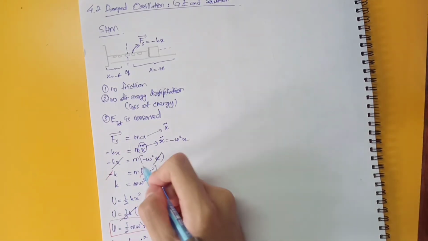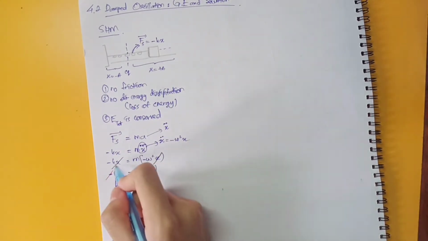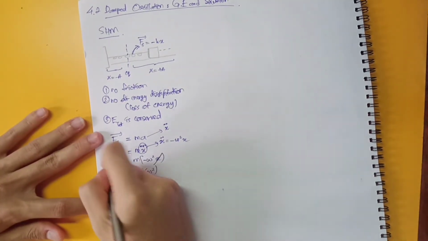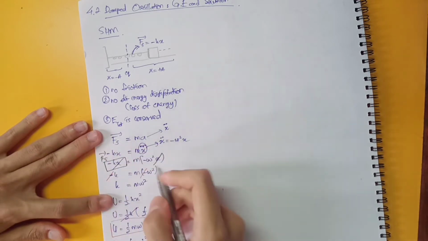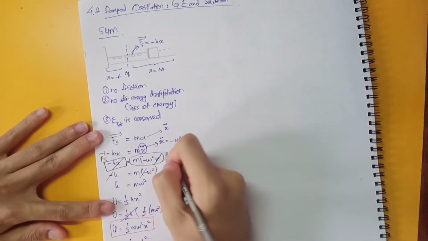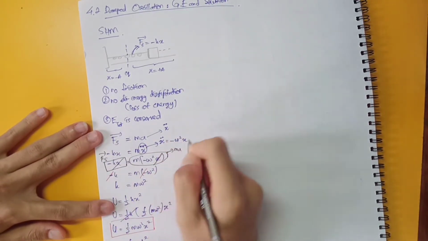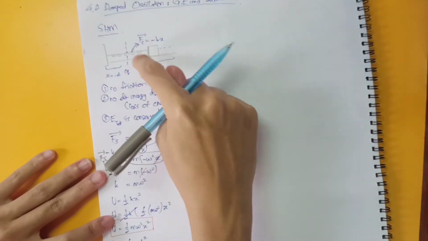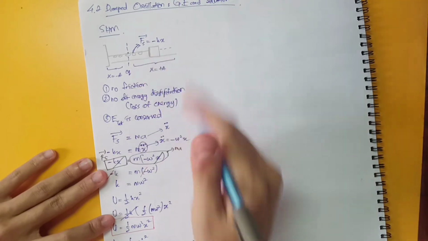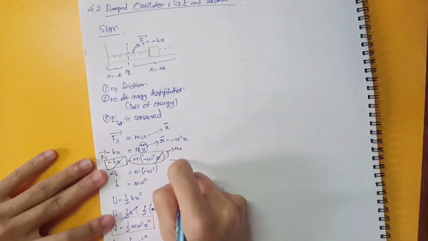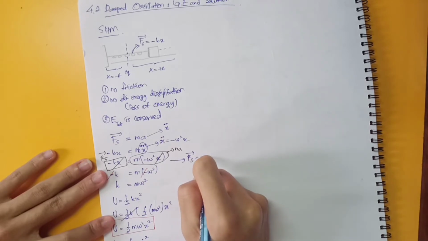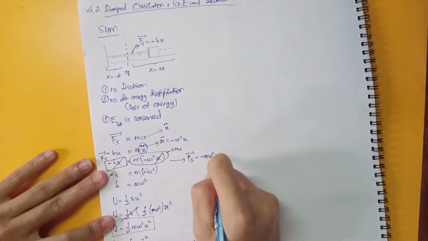Now let's go back to here. From here we have the Fs, and here is ma. So we know that finally we found the force that is exerted on this spring is equal to Fs equal to negative m omega square x.